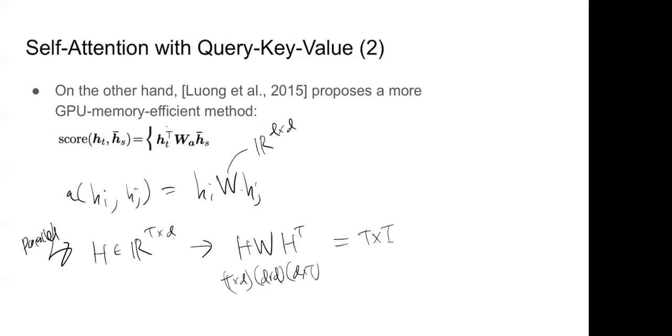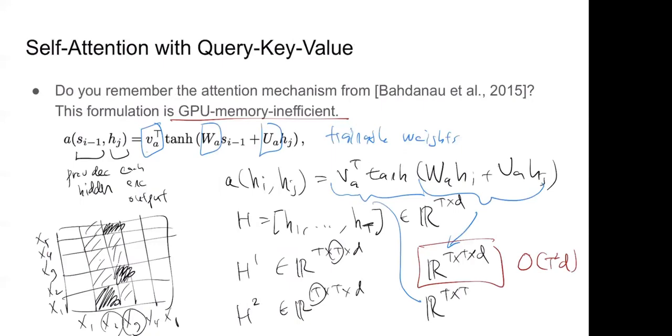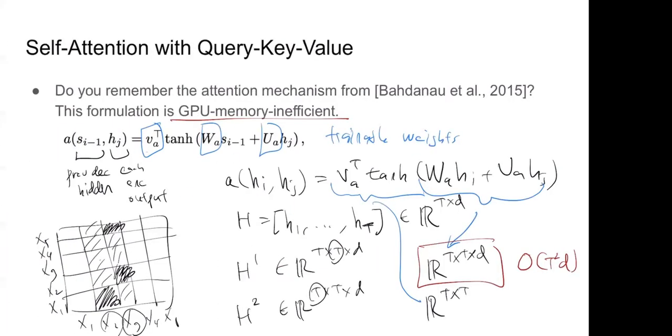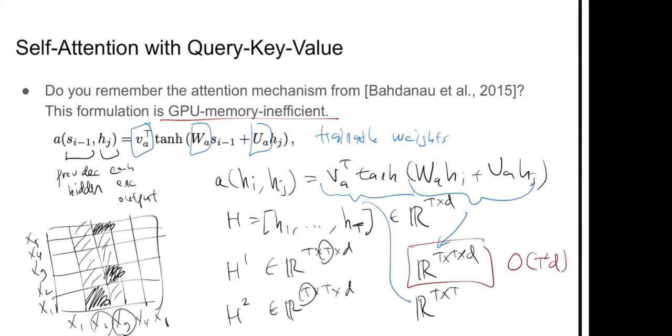Actually, to be more consistent, and we're getting the same number from here. What we wanted is basically this real number of size T times T. And we're getting exactly the same affinity score between the two.